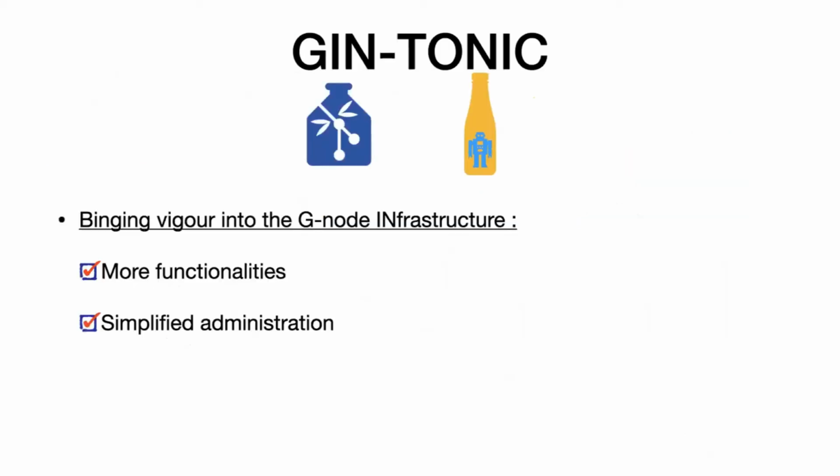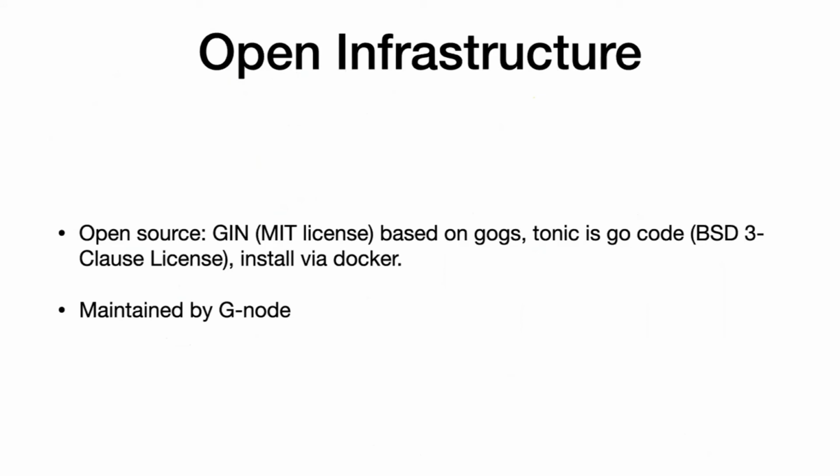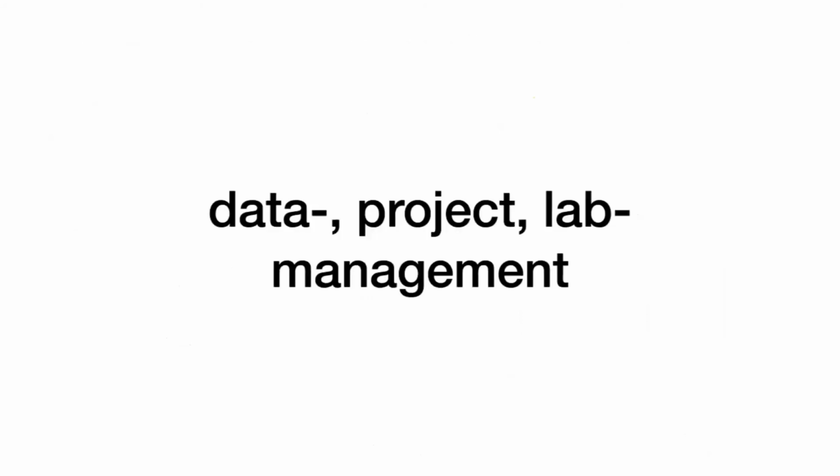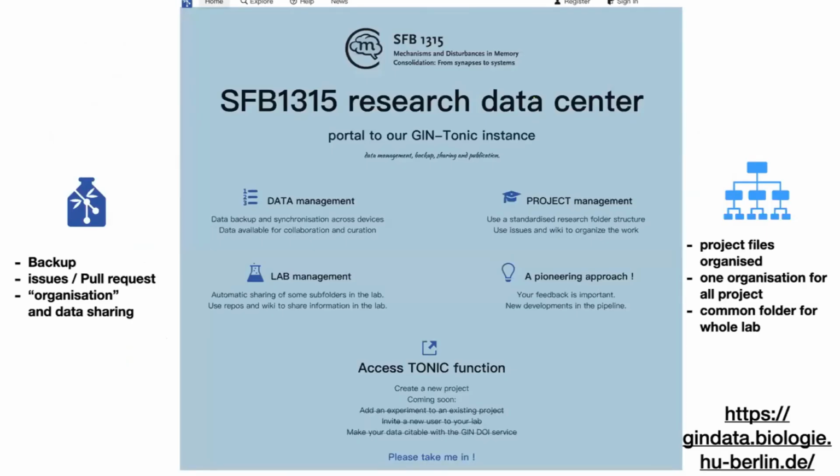Right, so with GIN-Tonic, we're basically bringing vigor to the G-Node infrastructure by adding more functionality and simplifying administration. It's an open infrastructure, so both GIN and Tonic are open source and easy to install via Docker, and they're maintained by G-Node. And the idea is to link this with project data, project and lab management: data management by having a simple backup, project management with issues and pull requests, and using organizations for data sharing in the lab.